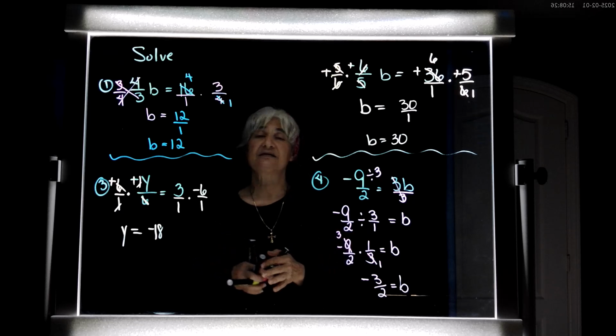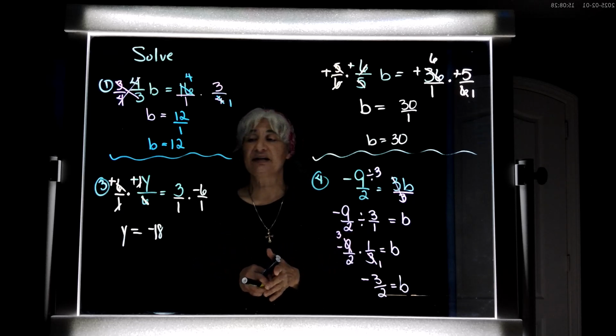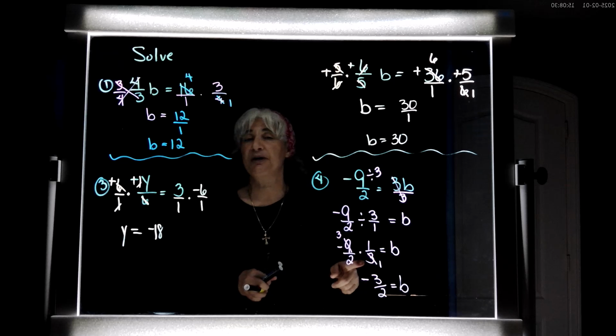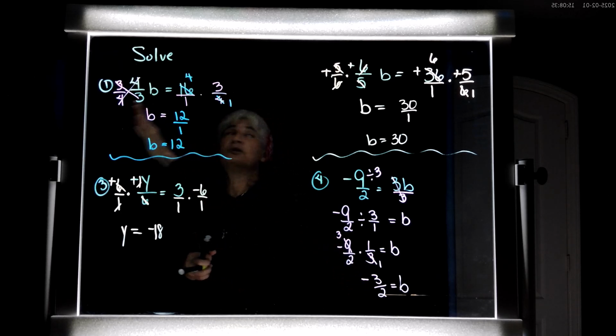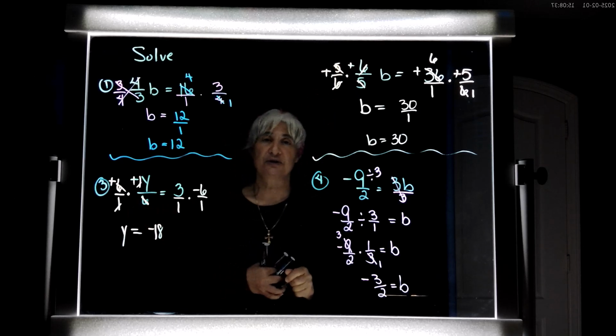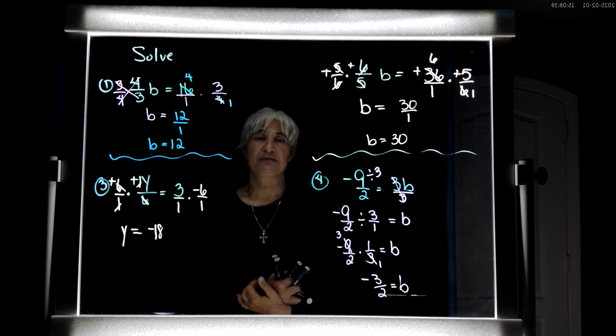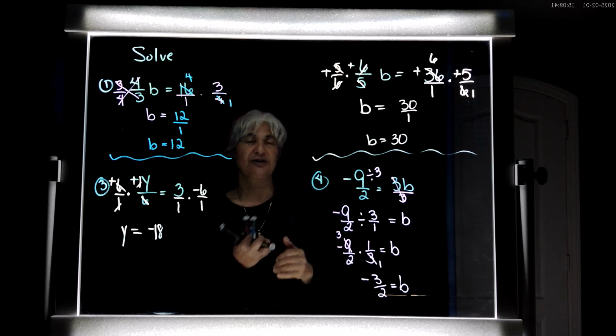Does this make sense? It's not so bad when we understand that dividing by fractions is multiplying by the reciprocal. So why don't we just, when possible, multiply by the reciprocal first and save ourselves a step. That's working smarter, not harder.